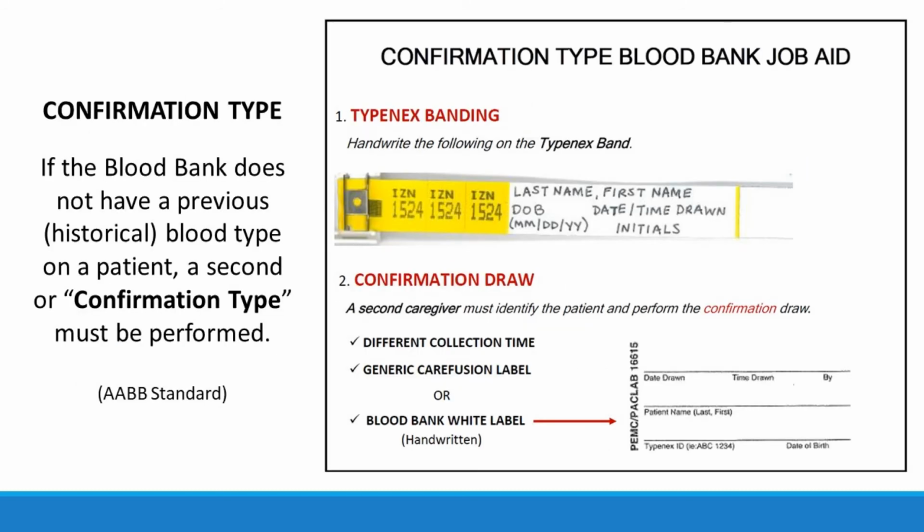So here's a little job aid for the confirmation type. If the blood bank doesn't have a previous historical type on a patient, they will put in an order for the second type. And here's a little example and work aid that's been pretty helpful to our staff for collecting those. It does need to be a second caregiver, different collection time, and you can use a generic Transfusion label or the blood bank white label I showed you before.